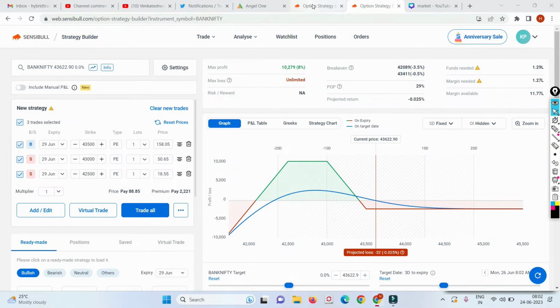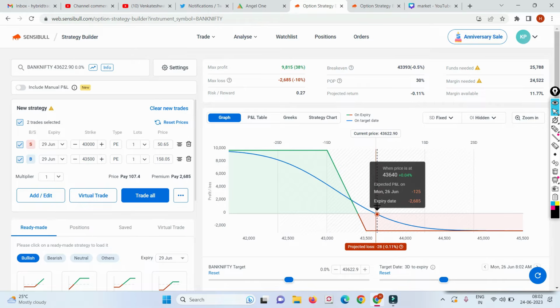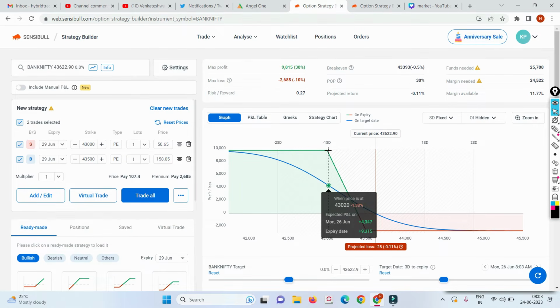Now let's say the market falls by 1.5%. Your debit spread will give you a projected profit of almost 4,811, guys. Check the black box, right? T plus 0. I'm not talking about expiry. Even if you talk about the expiry, that's a different case. On T plus 0, you will get 4,800 with 1.5%.